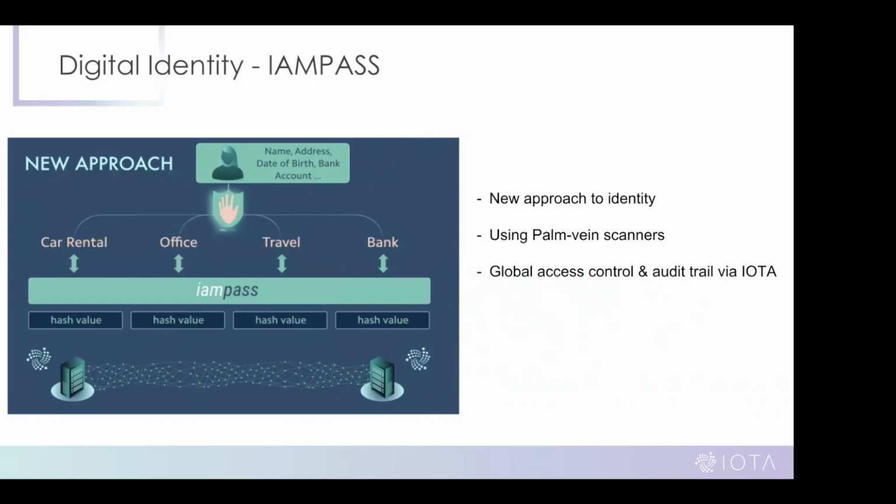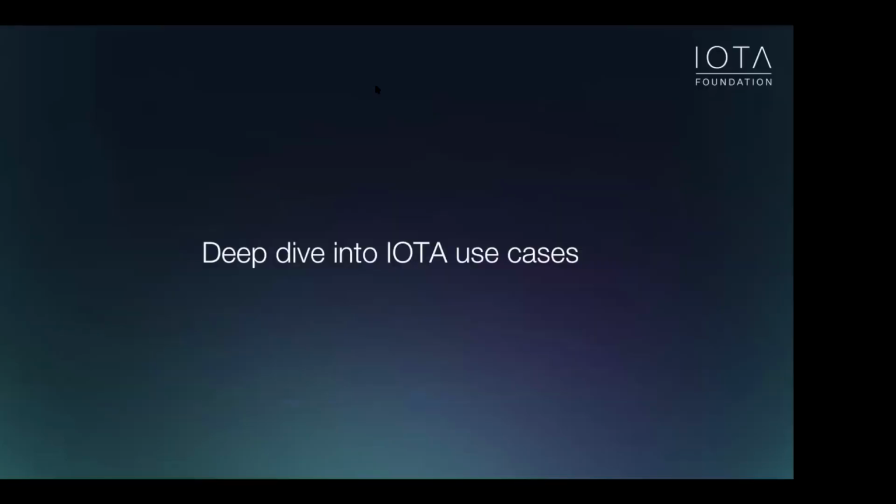So you can have a single identity using this scanner, which uses a palm-vein sensor, and you can have a history of all of your activities and your access rights, and be able to use that in a kind of secure and also in a private way.